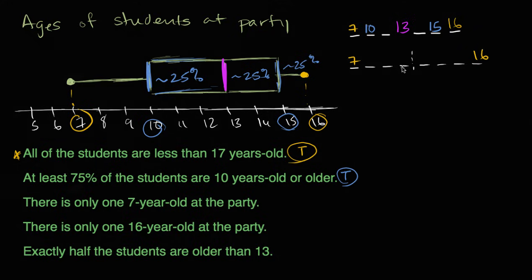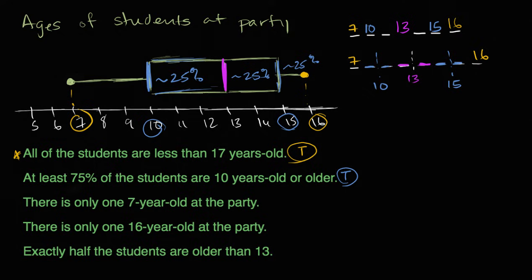So the median is going to be the mean of these two values. So it's going to be the mean of this and this, and that's going to be 13. And we know that the mean of this and this is going to be 10, and that the mean of this and this is going to be 15. So what could we construct? Well, actually, we don't even have to construct to answer this question.